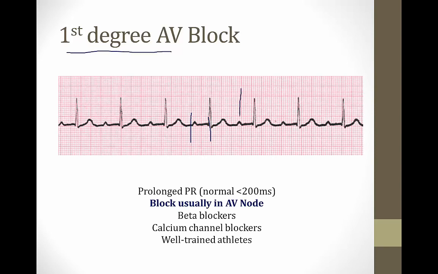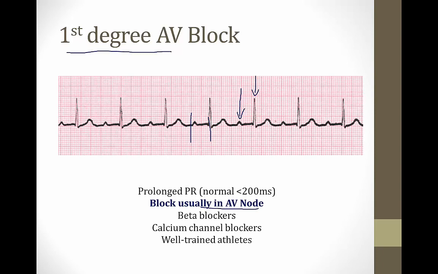Notice that all of the P waves are followed by a QRS, meaning they are all conducted. If any of these P waves did not result in a QRS, then we would not be looking at first degree AV block. We'd be looking at some other type of AV block. The block in first degree is usually in the AV node. For that reason, it has a favorable prognosis for all the reasons I mentioned before.